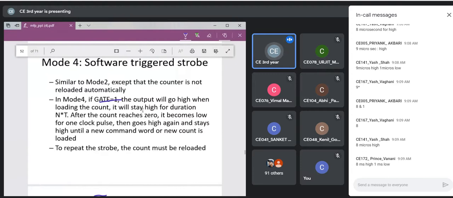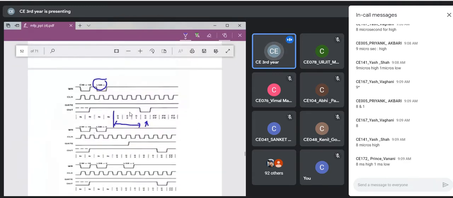It will remain high for how much time? N times T duration. What is T? T is the clock period. What is n? That is the count written. So it will remain high for n clock periods. And what is another difference?